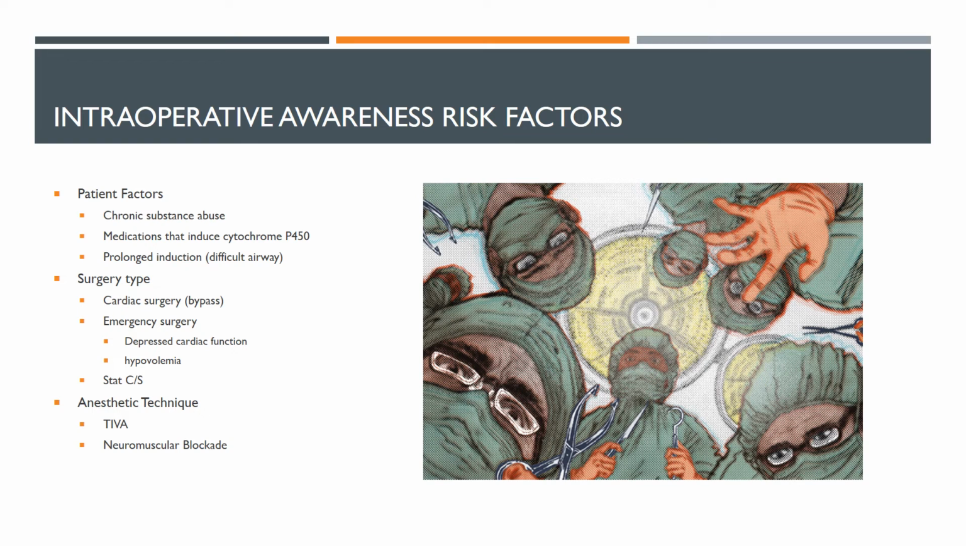Anesthetic technique is the last category that plays a role. So anytime we're using a total intravenous anesthetic, there's always the possibility of IV failure and the patient then not being able to receive anesthetic. When you combine this with neuromuscular blockade, the patient is not able to move as well, and to indicate that they may be aware of what's going on. And so folks who receive neuromuscular blockade are also at higher risk for intraoperative awareness.